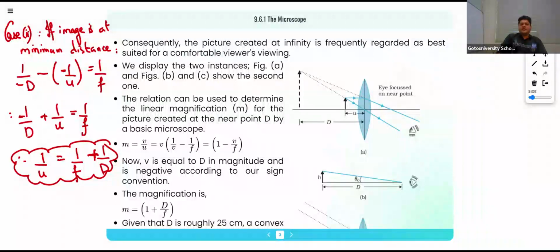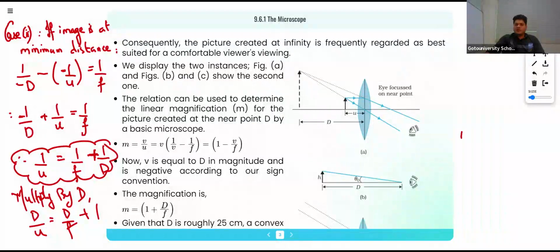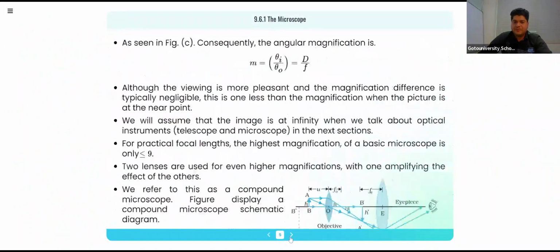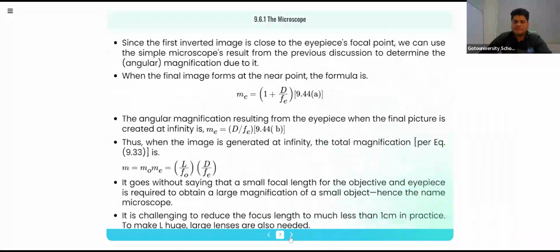If you multiply throughout by D, you will get D upon U is equal to D upon F plus 1. See, what is D upon U? We have derived that thing. That is the magnification power. So your MP will be equal to 1 plus D upon F. This formula is the important one.